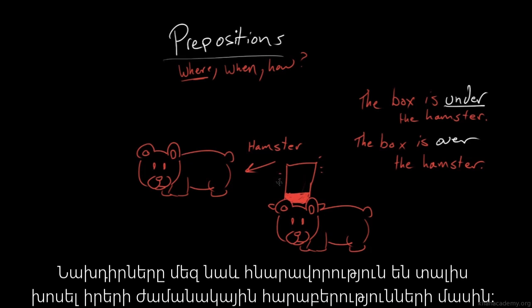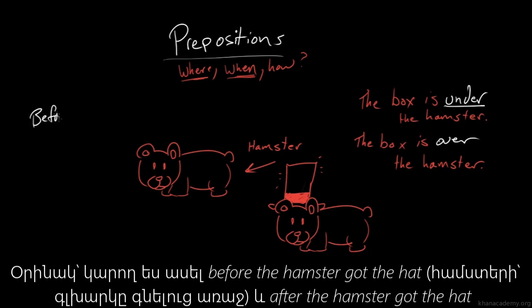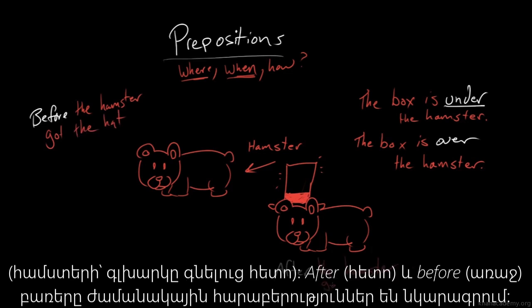Ding. Now, another use for prepositions is we can talk about when things are in relation to each other. So I could say, before the hamster got the hat, and after the hamster got the hat. Right? And these words after and before express relationships in time.